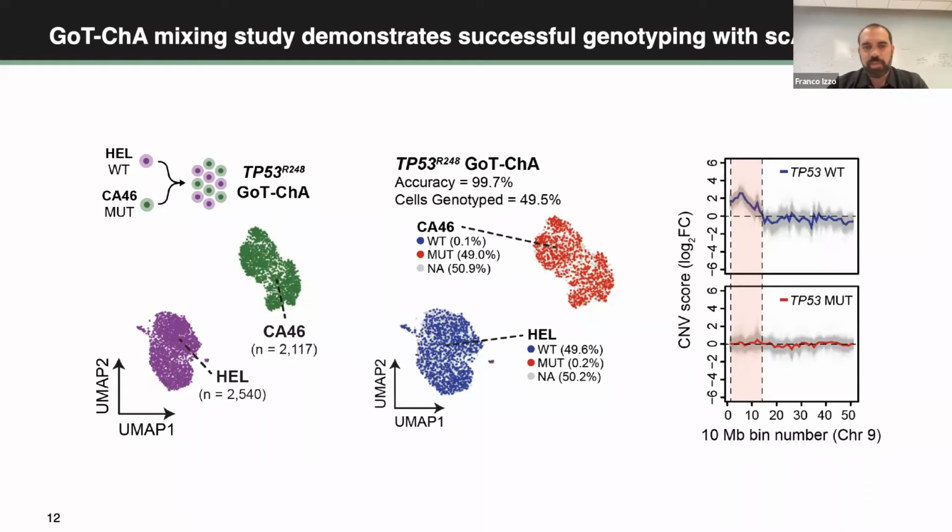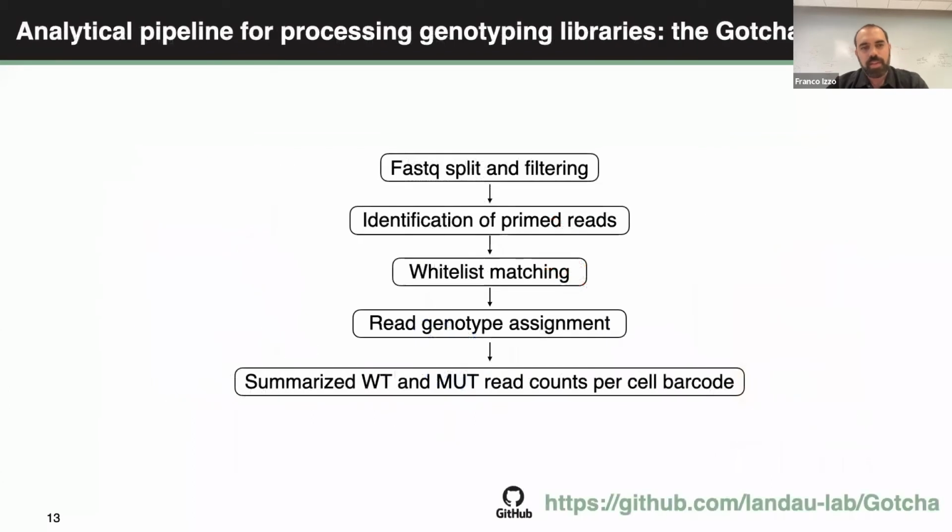Now, I already gave you the final result of the experiment, but to get to the genotype calls, we had to develop a set of analytical pipelines, which now are compiled together in the form of an R package. Basically, what we do is obtain the initial genotyping library, then perform a split of FASTQ and filtering, just for parallel processing to speed up the process. We identify those reads that contain the expected primer sequence, and then we perform a whitelist matching just to keep those reads that have barcodes that are confidently mapped to the expected ones.